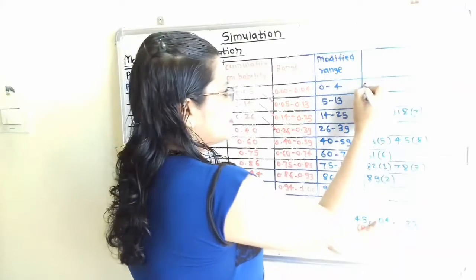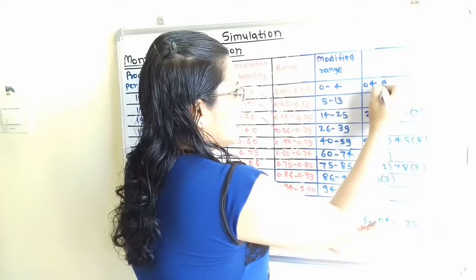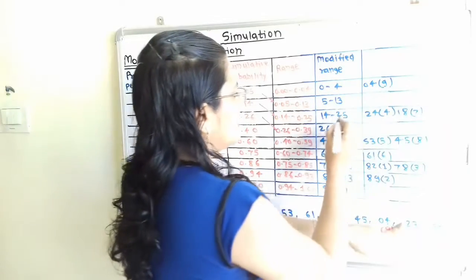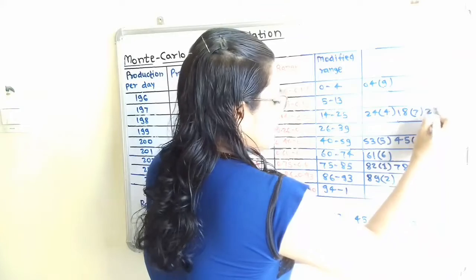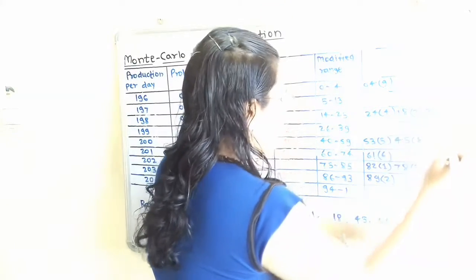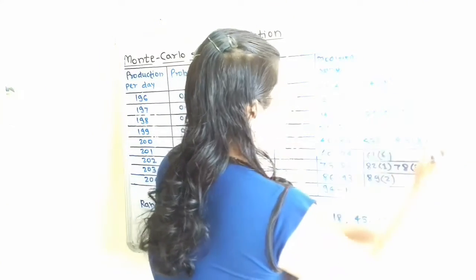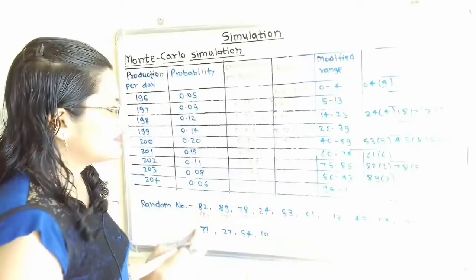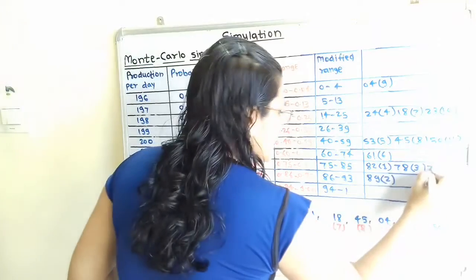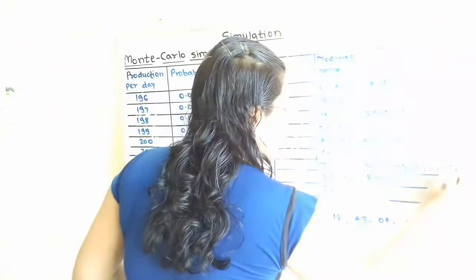So 04 is here, 0 to 4. That is 04, and this is the ninth random number. Then 23. So 23 is here. This is the 10th. Then 50. So 50 is here. This is the 11th random number. Then 77. So here is the 77. This is the 12th random number.